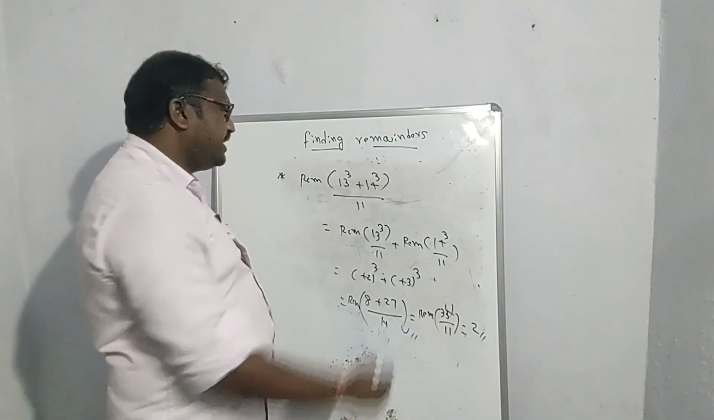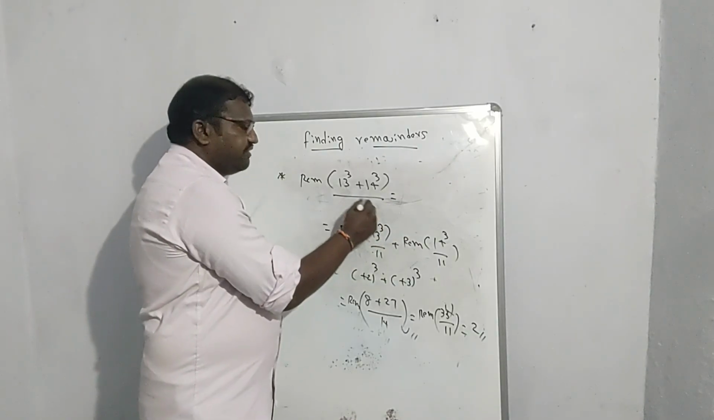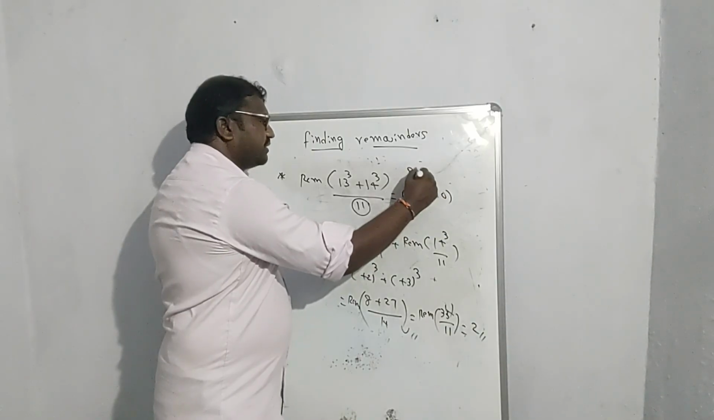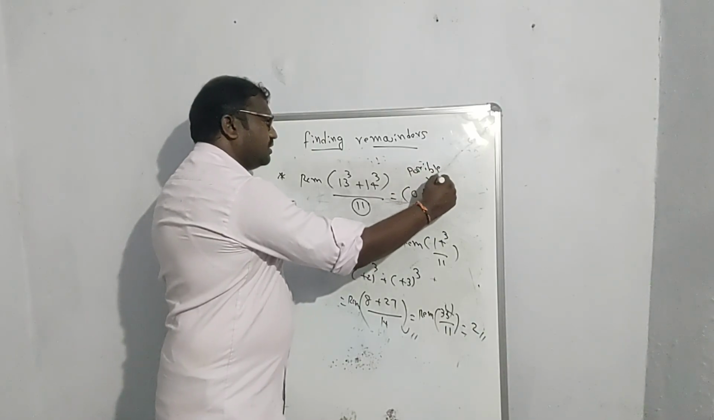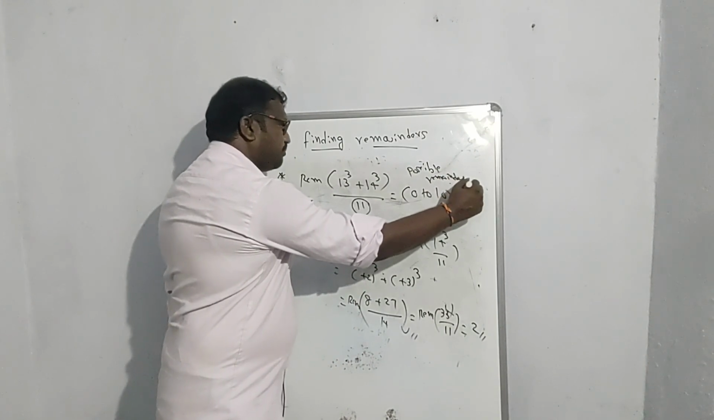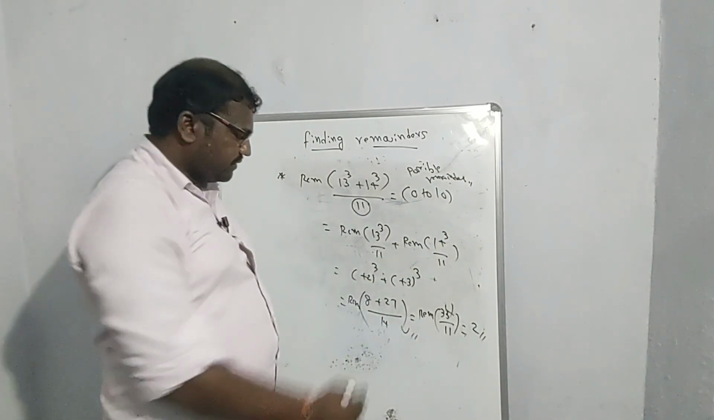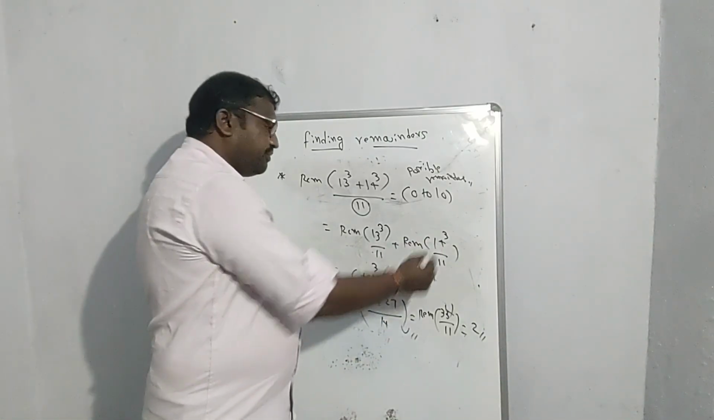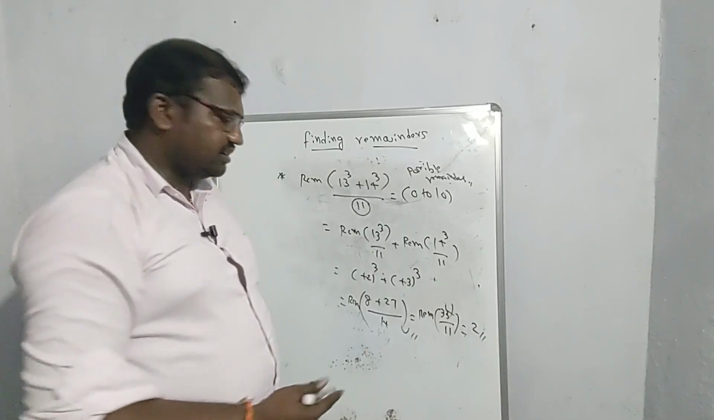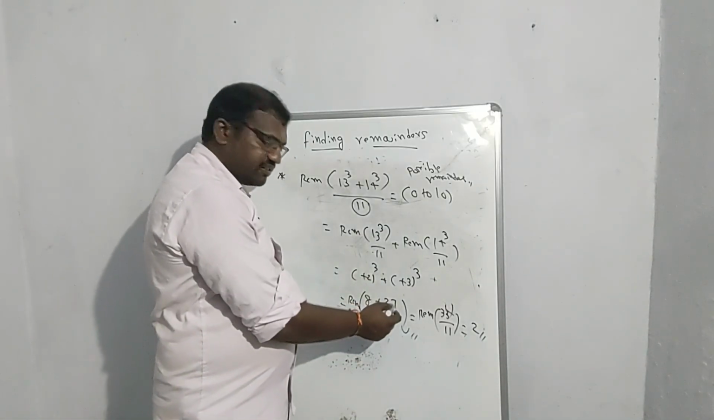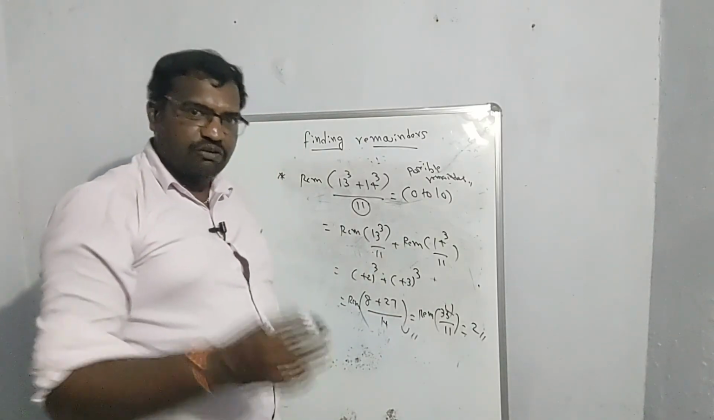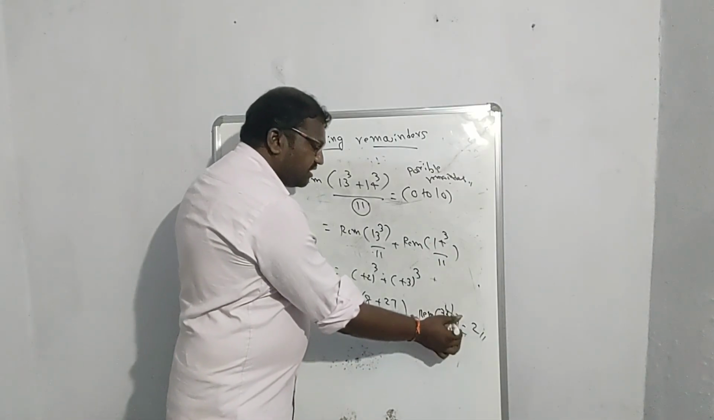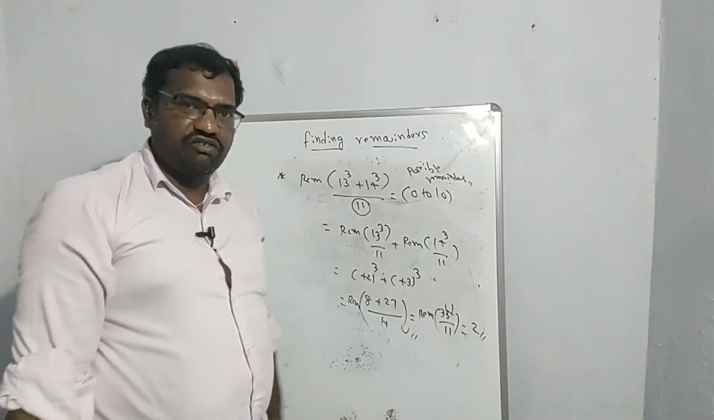I already told you your remainder should be less than your divisor. Your divisor is 11, so the possible remainders are 0 to 10. So I split: 2 cube plus 3 cube, since 13 is 2 more than 11 and 14 is 3 more than 11. 8 plus 27 is 35. 35 is not the remainder because your remainder should always be less than your divisor. Subtract 33, so the remainder is 2.